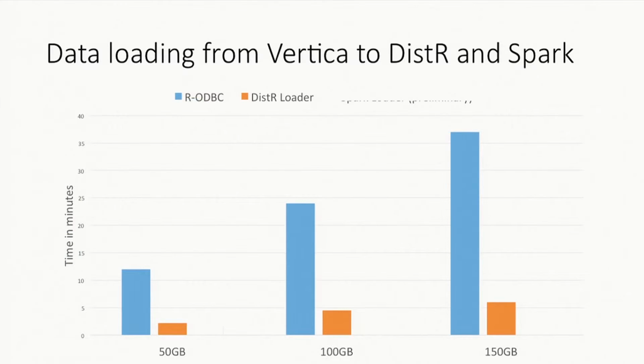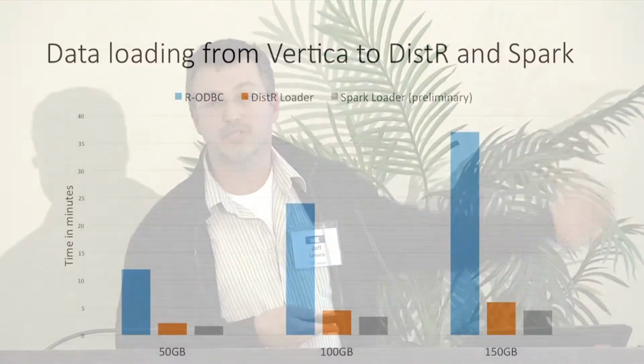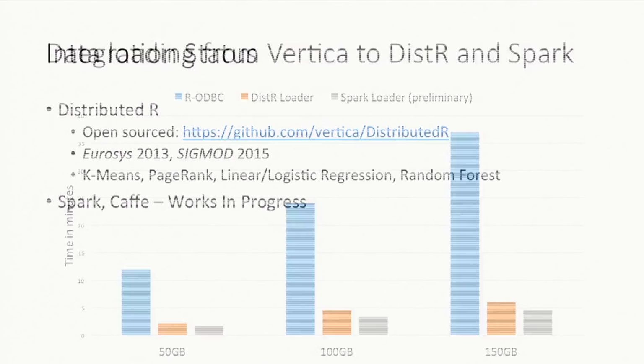Okay, some preliminary results just real quickly. If we look at data loading here, time in minutes is on the y-axis, and along the x-axis are the different data sizes. A basic R with ODBC data loader, this is for a 5-node cluster, can take quite a long time, over 10 minutes. A Distributed R version here, which is in red, is quite a bit faster, and that's an ongoing project. These are preliminary results, and a Spark data loader also does pretty well.